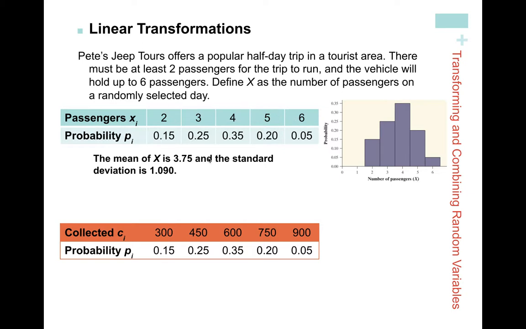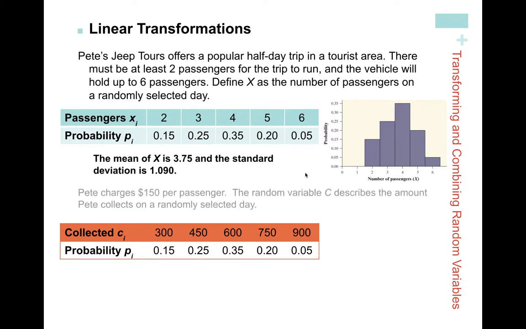If you don't know how to calculate this on your calculator, check the discussion board. But really simply, you're just going to put these values into L1, put the associated probabilities in corresponding order in L2, then just do STAT CALC 1-Var Stats, where L1 is the list and L2 is the frequency list.